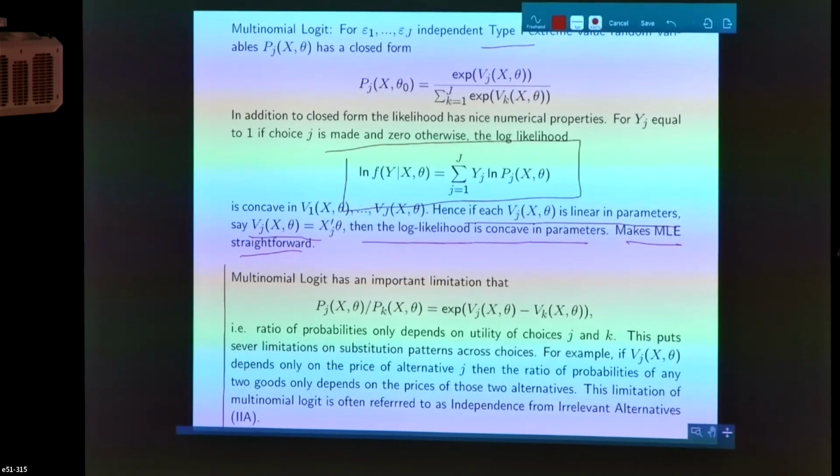For example, if Vj(x) depends only on the price of alternative j, think about choosing among cars, you certainly want to think of this Vj as an indirect utility. It depends on the price of the particular car you choose. And what that says then is that the ratio of the probability of any two cars only depends on the prices of those two cars.